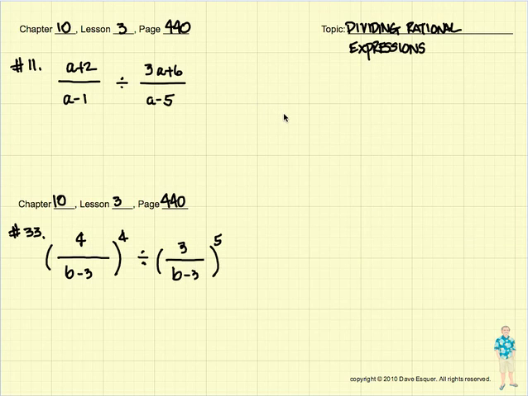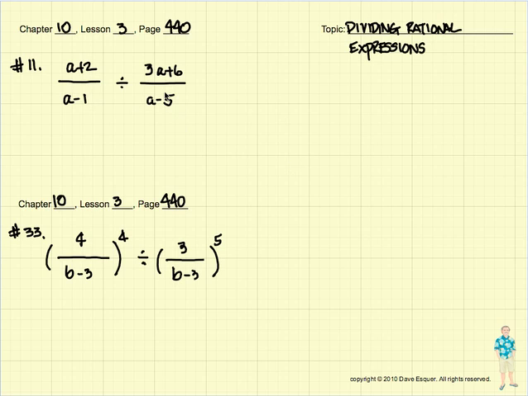Good morning. Chapter 10, Lesson 3 is on page 440. We're going to be dividing rational expressions. And in dividing rational expressions, we do exactly the same thing we do with fractions. We turn the division into a multiplication, and we invert, or we do the reciprocal of the second term.